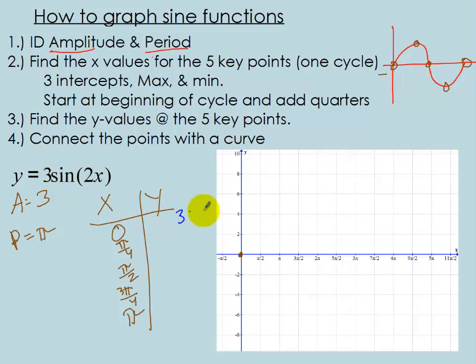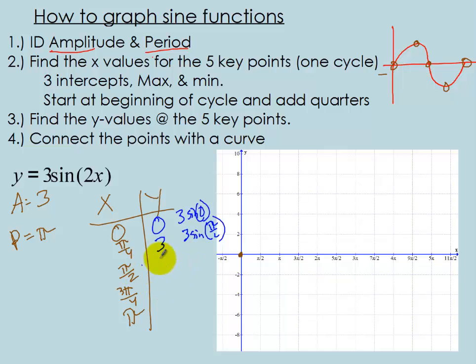So it's going to be 3 times sine of 0. Sine of 0, that's the y values. That's going to be 0, so y is also going to be 0. Now if you plug in pi over 4, that's going to be 3 sine of 2 pi over 4, so that's going to be actually pi over 2. Sine of pi over 2, that's halfway up there, that's going to be at 1. So 1 times 3 will be 3.